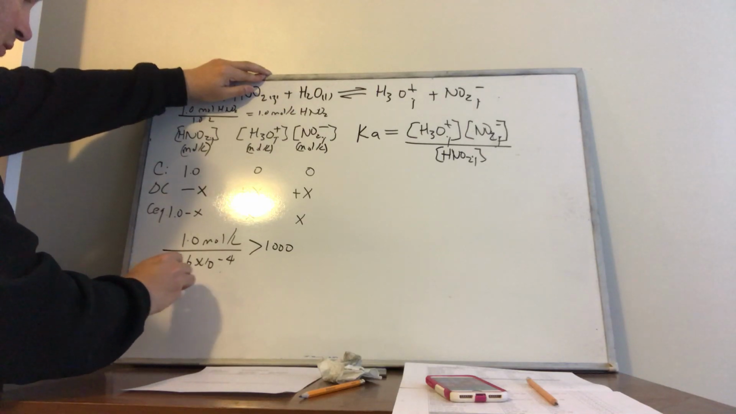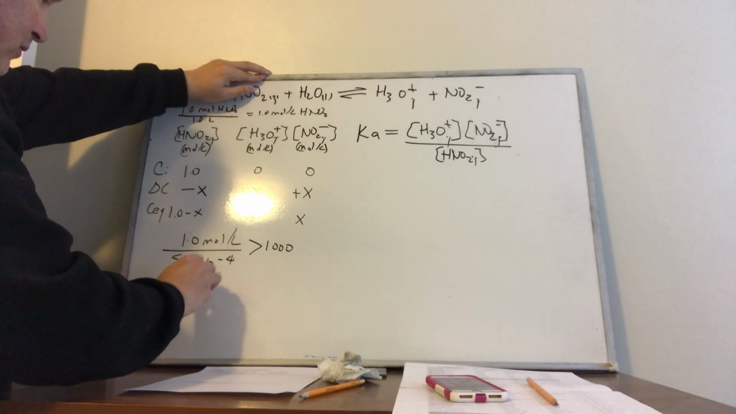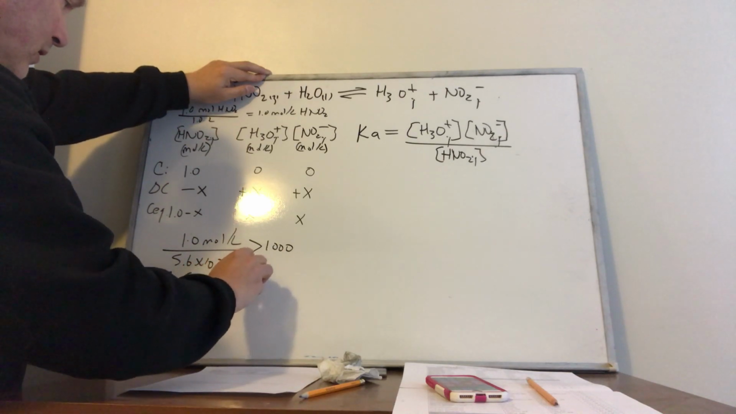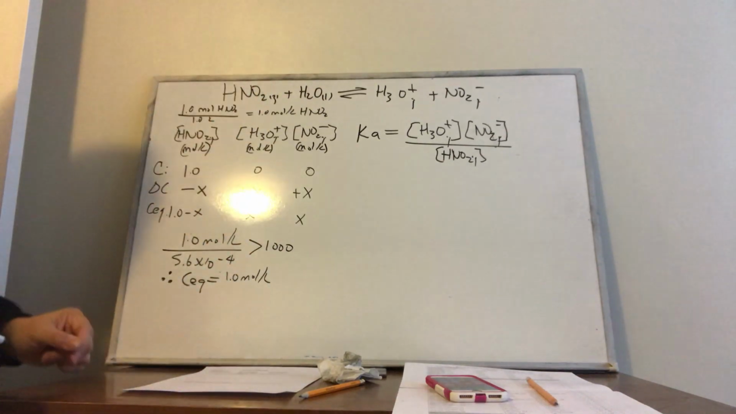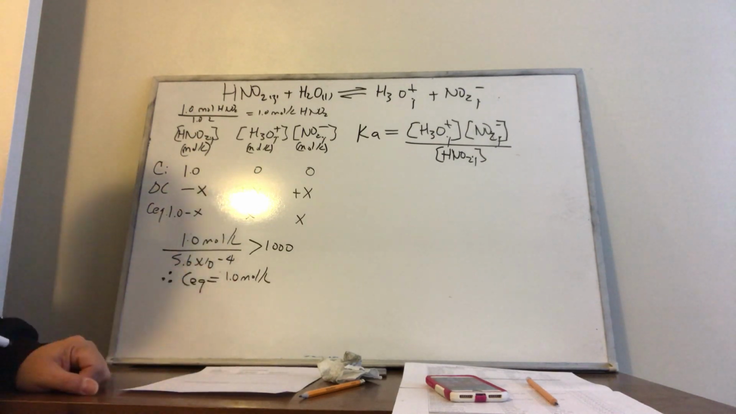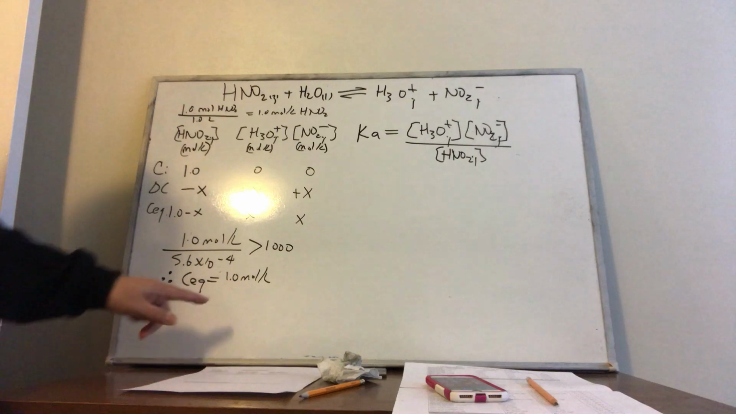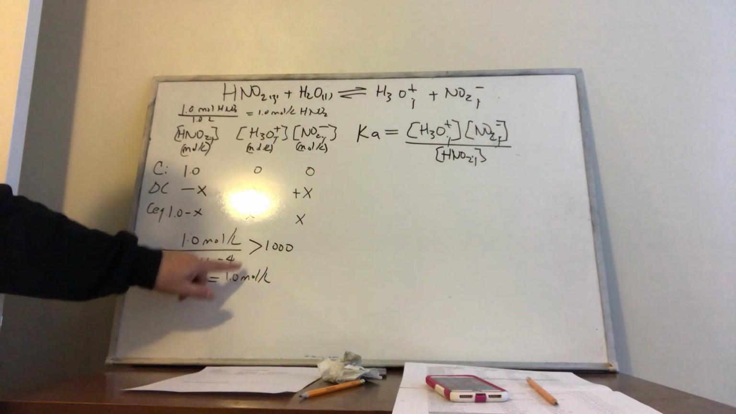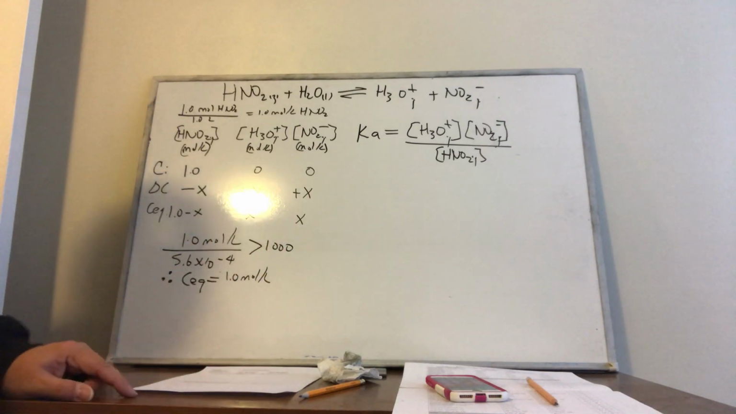So I can go, therefore, Ceq equals 1.0 mole per liter. The change will be so little, it'll still appear to be 1.0 mole per liter with two significant digits. Now, I can take this value, and this value, and put them into my ICE table. I'll also put the Ka in.